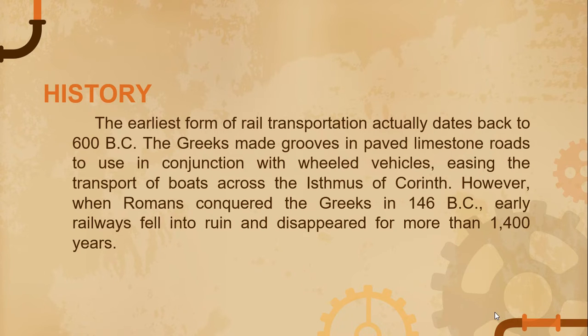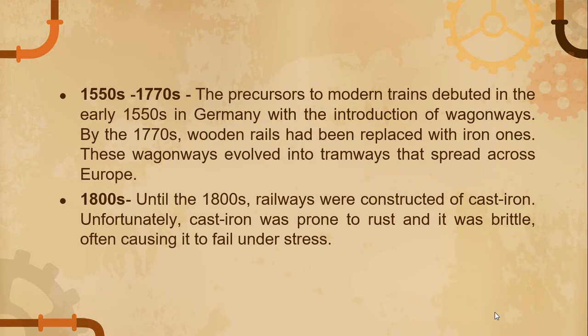However, when Romans conquered the Greeks in 146 BC, early railways fell into ruin and disappeared for more than 1,400 years. In the 1550s to 1770s, the precursors to modern trains debuted in the early 1550s in Germany with the introduction of wagonways. So, what are wagonways? These are primitive railroads consisting of wooden rails over which horse-drawn wagons or carts were able to move with greater ease than over dirt roads.